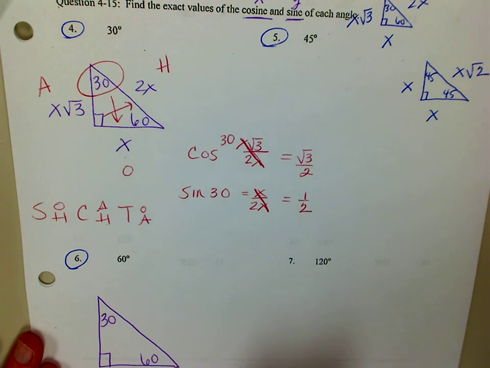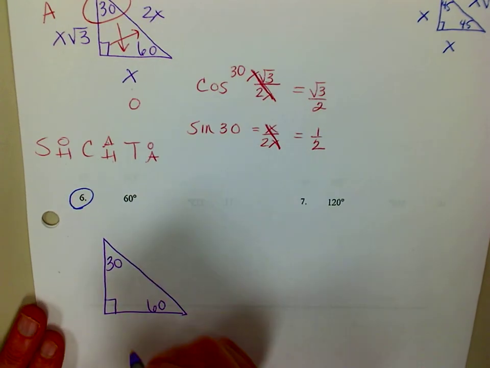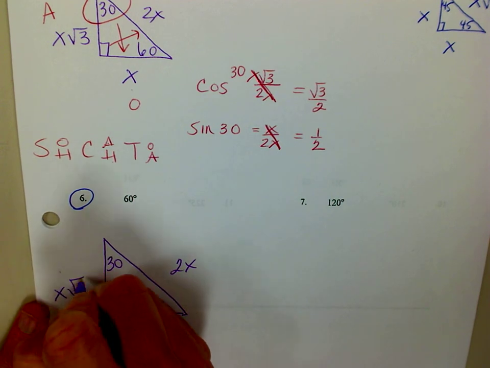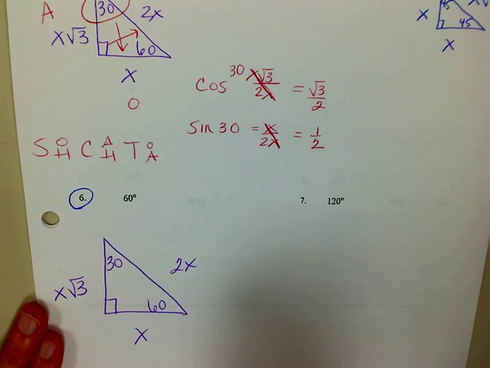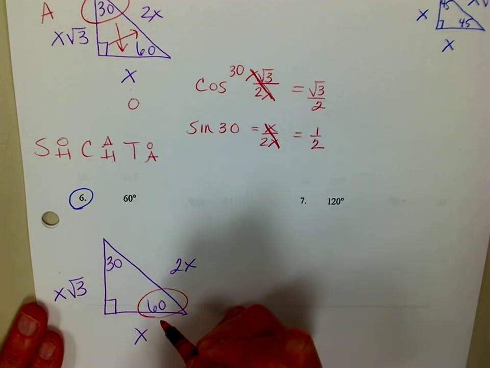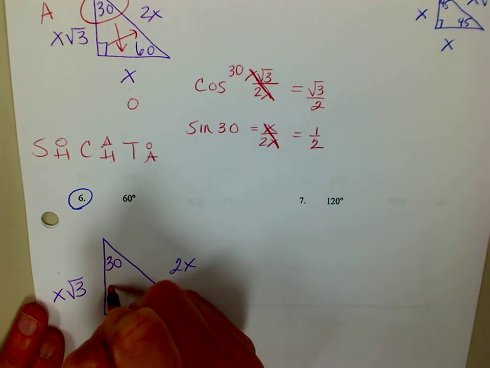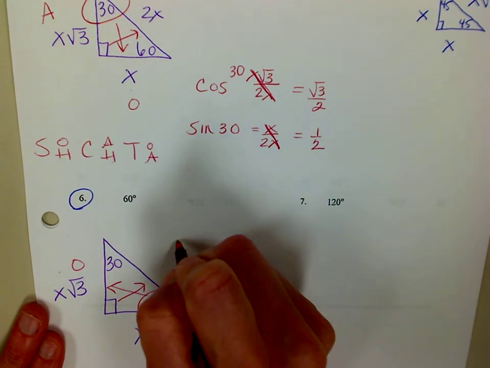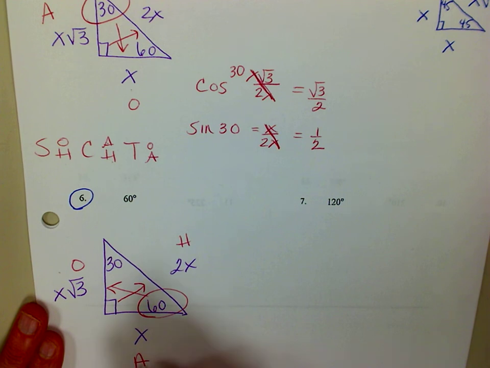Okay, I'm just going to copy down this triangle again. So this is x, 2x, x root 3. Okay, this time I'm looking at 60. Therefore, this would be the opposite side. This is still the hypotenuse, and that would be the adjacent.